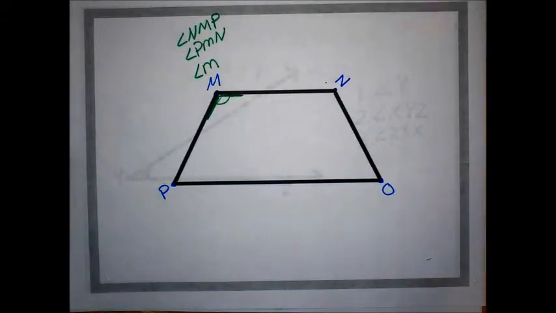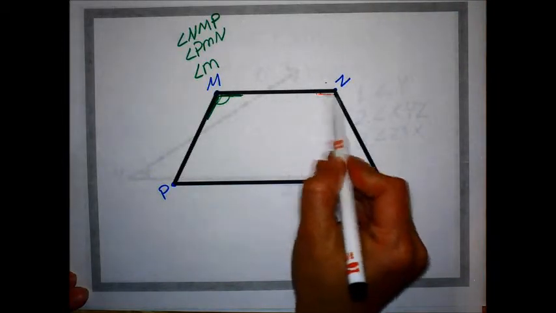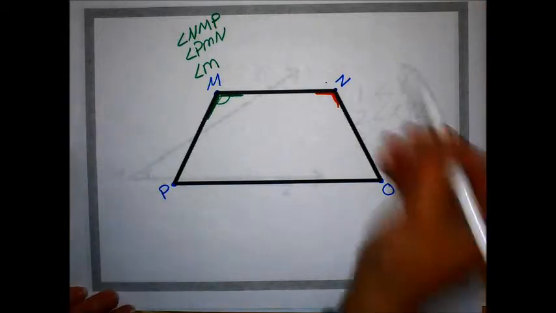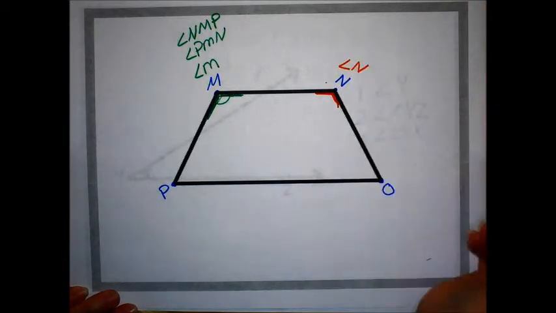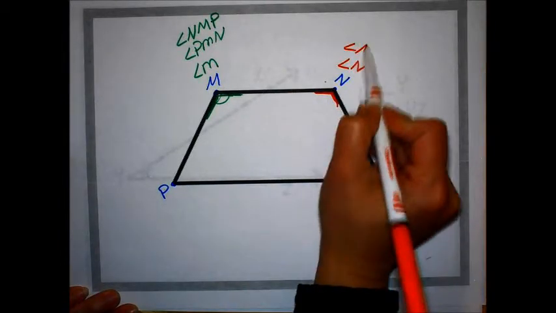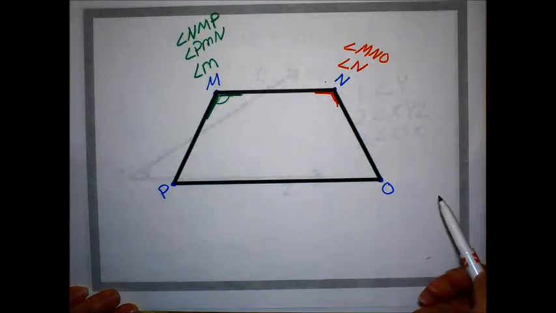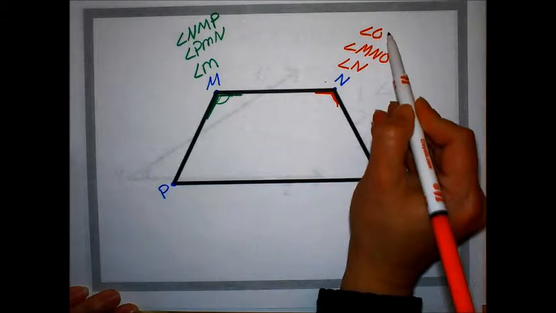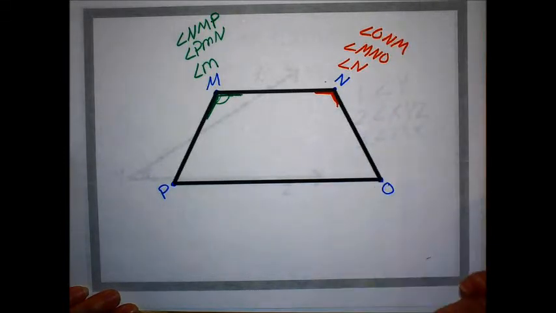Okay, let's go to our next angle. Let's go to angle N right here, and let's name it in 3 different ways. I can name it just by the vertex point, which is angle N, or I can name it with 3 points and call it angle MNO, or I can call it angle ONM. Remember that your vertex point is always in the middle.